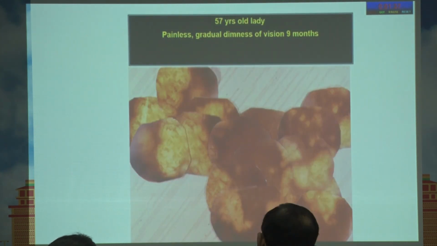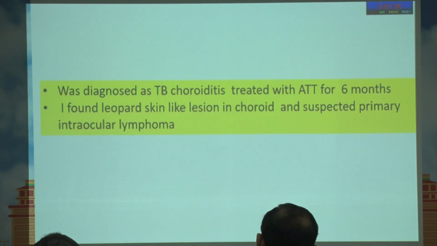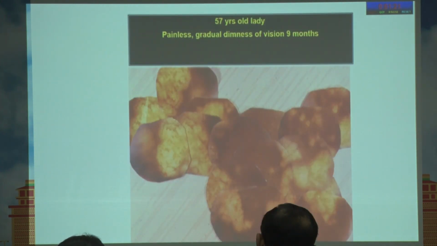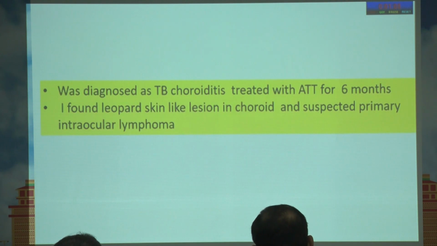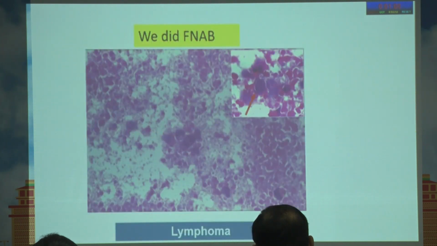Case 5 is a painless gradual dimness of vision, 9 months, 57-year-old lady. She was diagnosed at an apex institute as TB choroiditis with ATT given for 6 months. But if you look carefully, there were leopard skin-like lesions in between the yellow lesions. It is a very subtle sign, but if you look carefully, it indicates that it is not really a choroiditis. So I suspected lymphoma. I told my clinician to go ahead with a fine needle aspiration biopsy, and I was correct.